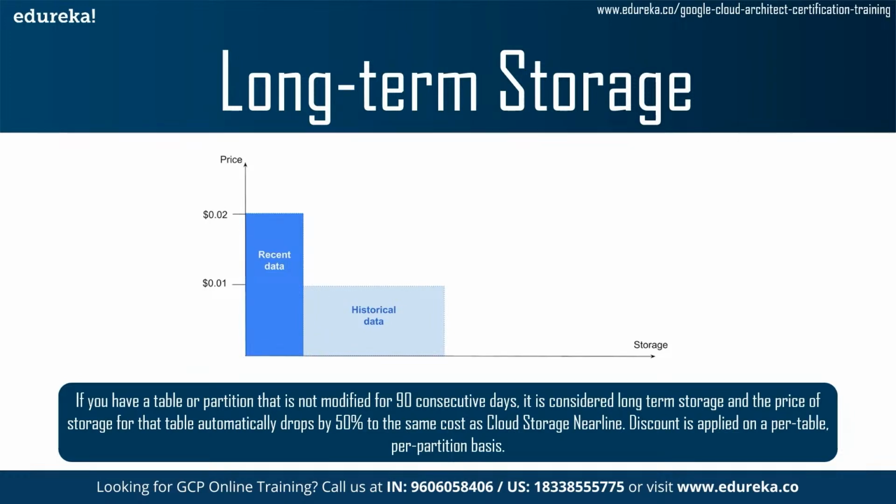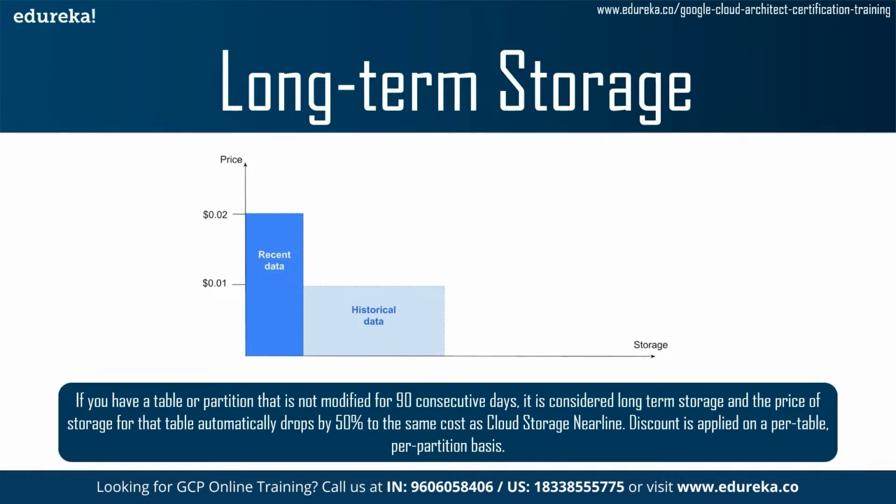Now if you have a table or partition modified in the last 90 days, it is considered active storage and incurs a monthly charge for data storage at BigQuery storage rates. If you have a table or partition that is not modified for 90 consecutive days, it is considered long-term storage and the price of storage for that table automatically drops by 50%, to the same cost as Cloud Storage Nearline. Now the discount is applied on a per-table, per-partition basis. If you modify the data in the table, the 90 days counter then resets.